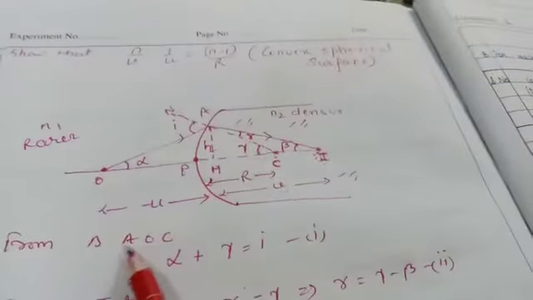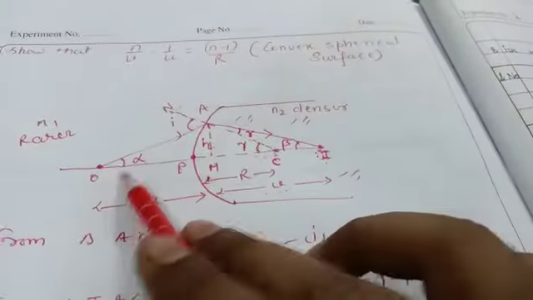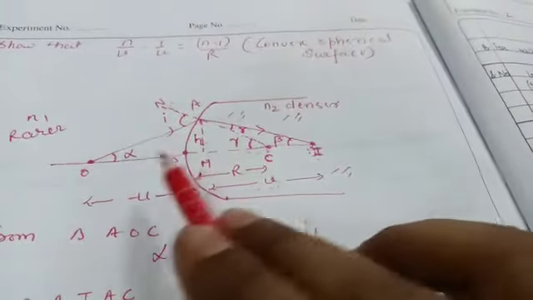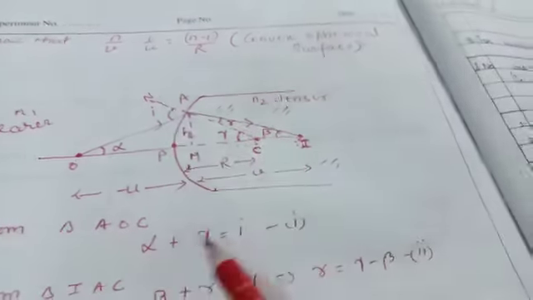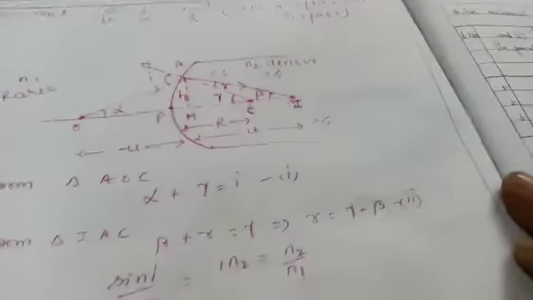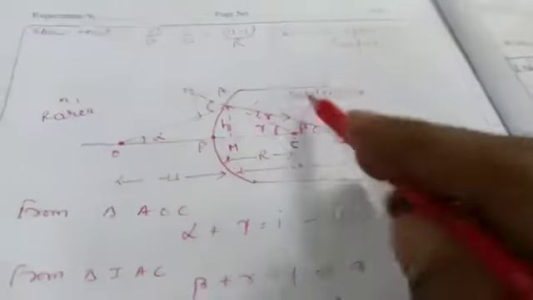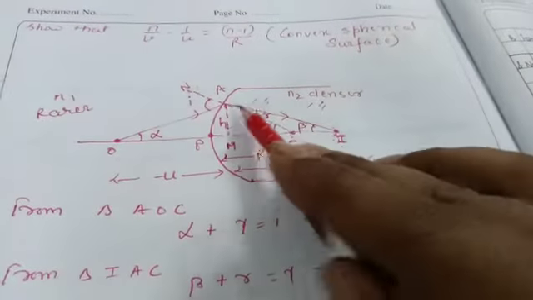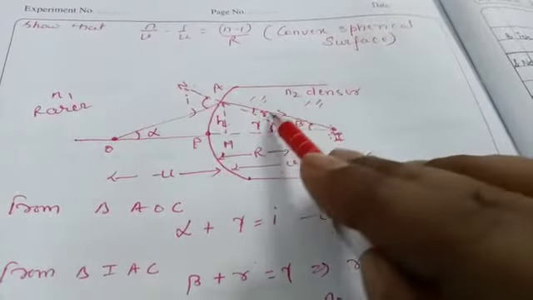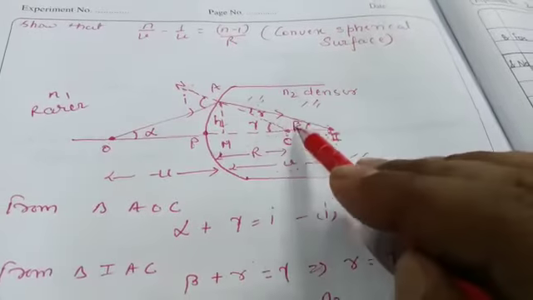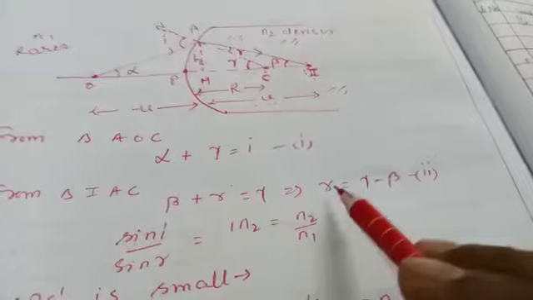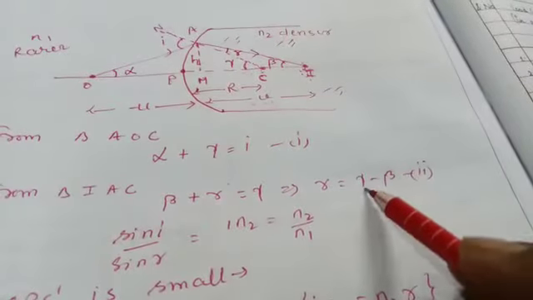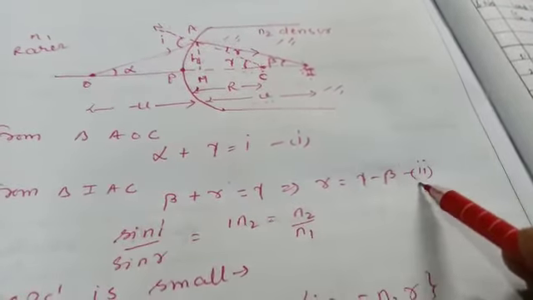Now you can see from triangle AOC, alpha and gamma are interior angles, and the sum of the interior angles is equal to the exterior angle I. Alpha plus gamma is equal to I. Similarly from triangle IAC, R and beta are interior angles and gamma is the exterior angle, so R plus beta is equal to gamma, and R is equal to gamma minus beta. This is our equation 2.